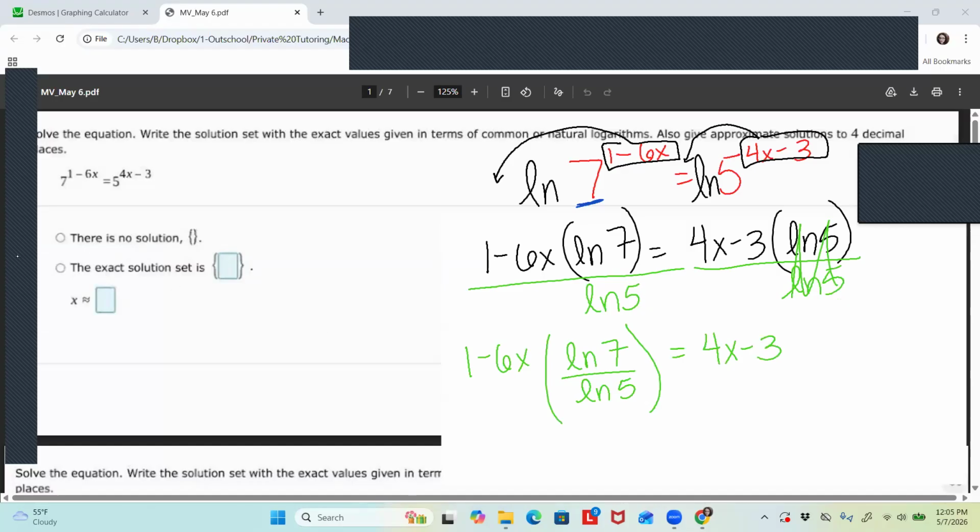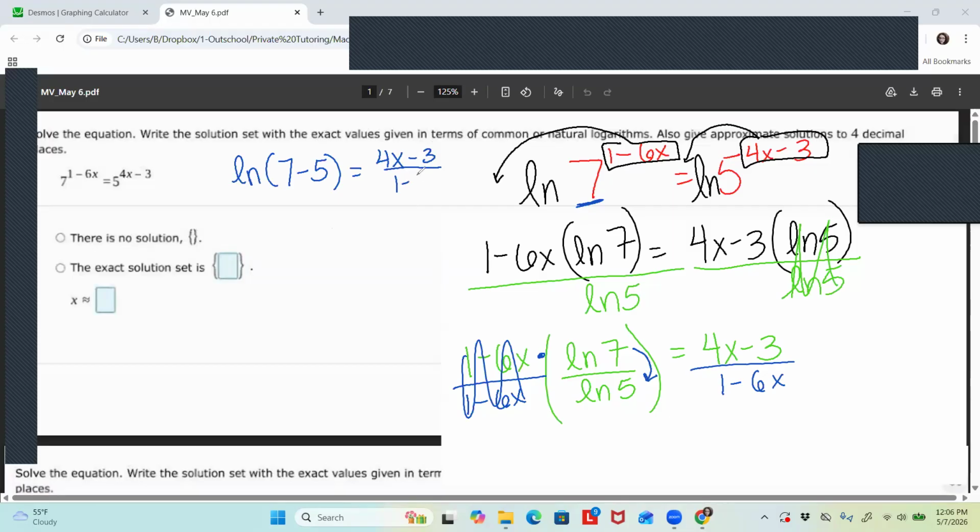And now let's move all the algebra to the right. So this is times, right? So I'm going to divide 1 minus 6x, get off, divide 1 minus 6x. So now with natural logs, or if you just did log, doesn't matter. You know the property of logs that if you divide them, you really subtract. So this is going to be log of 7 minus 5 equals the algebra. 7 minus 5, of course, is 2. So natural log of 2 is blah, blah, blah.